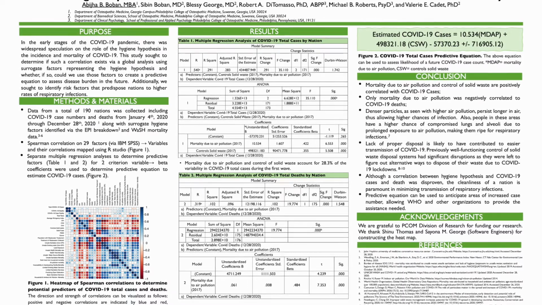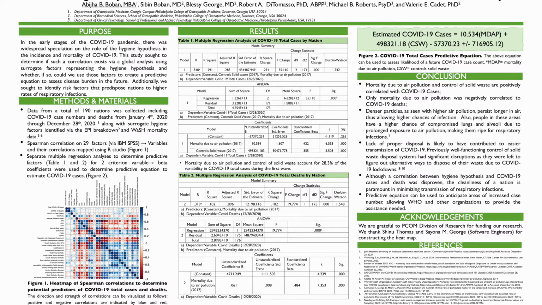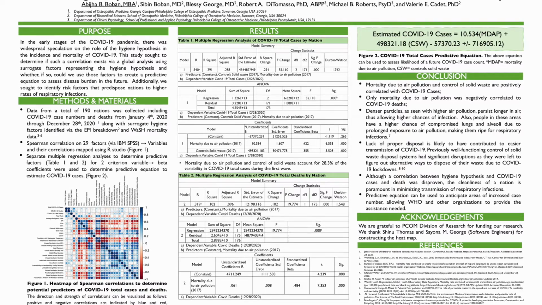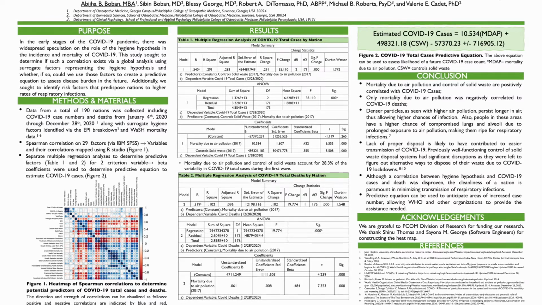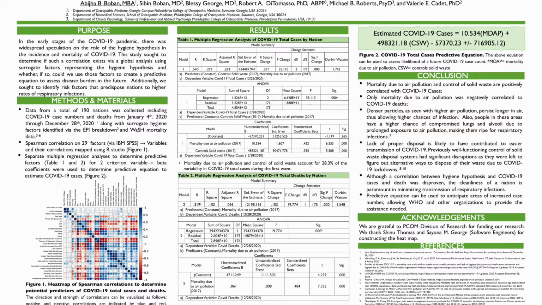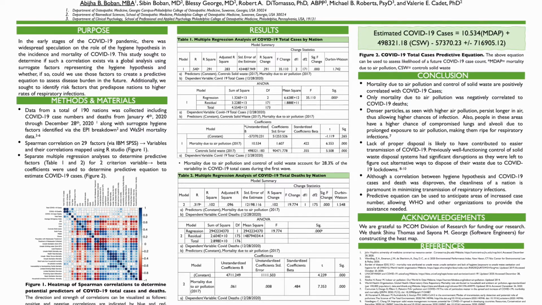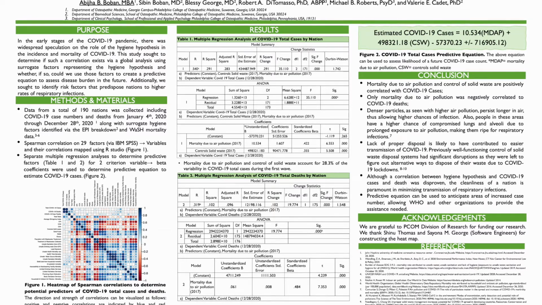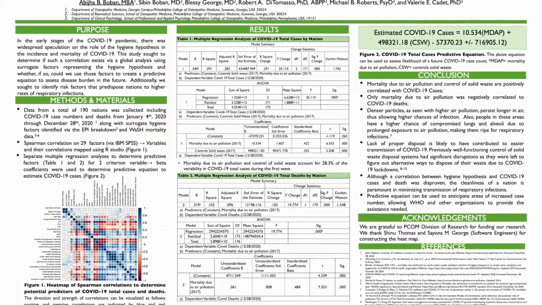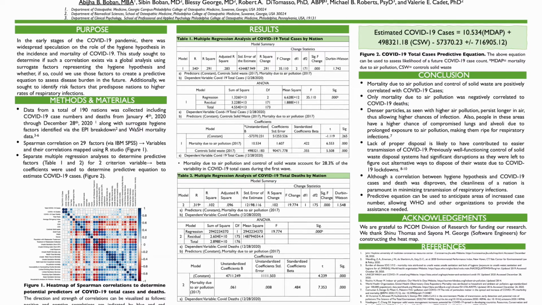Also, people in these areas have a higher chance of compromised lungs and alveoli due to prolonged exposure to air pollution, making them perfectly ripe for respiratory infections. As for the positive correlation seen with control of solid waste, the theory that lack of proper disposal likely contributed to easier transmission of COVID-19 may explain the results.